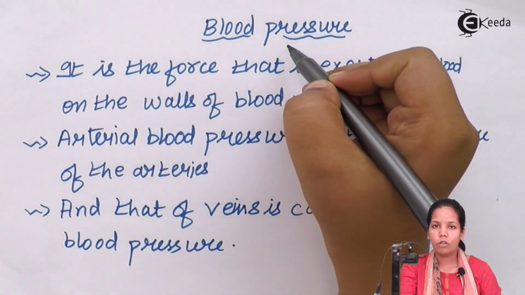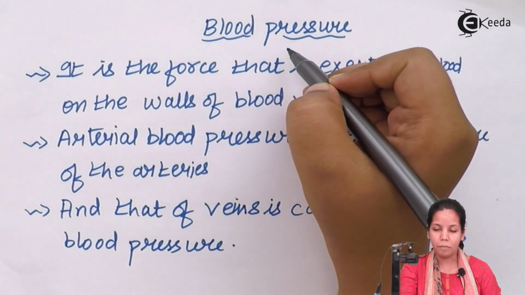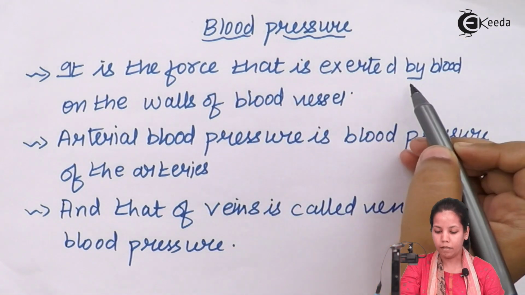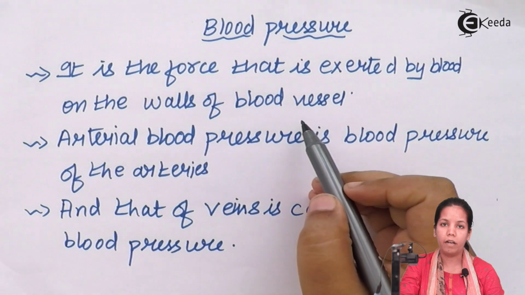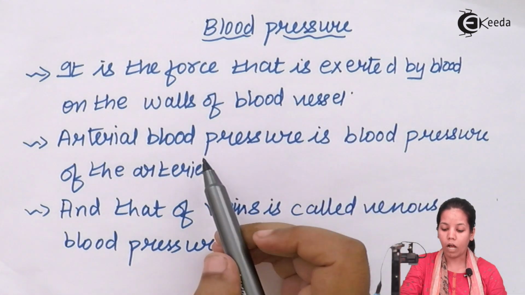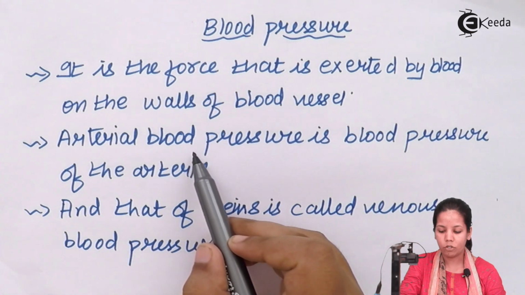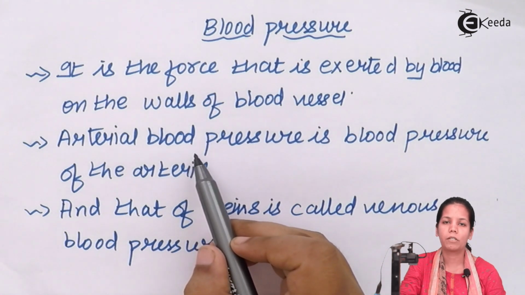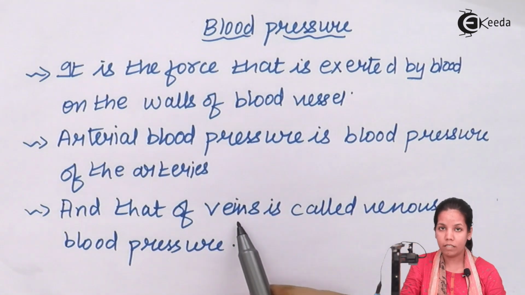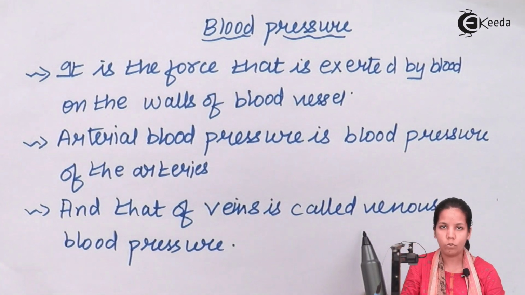So blood pressure, or in simple language BP, is a type of force that is exerted by the blood on the walls of the blood vessel. Whenever the force is exerted on an artery, arterial blood pressure arises, and when the pressure is on the veins, venous blood pressure arises.